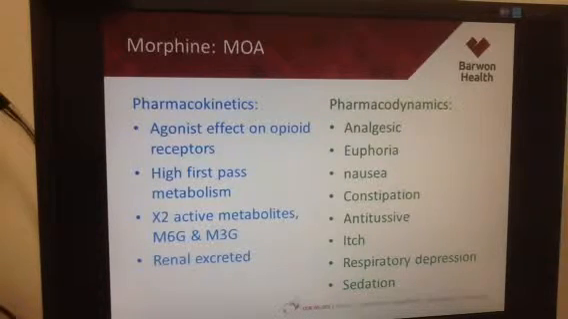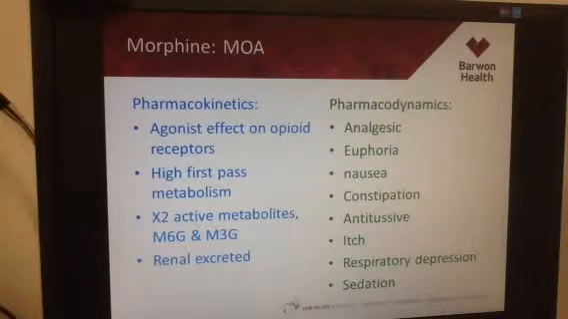In its oral form, it's important to note it has a high first pass metabolism. That means that the bioavailability is poor, with only approximately 30 to 40% of the original dose available. It's important to know this, especially when converting from an oral morphine to a subcutaneous morphine, because the doses need to be calculated accordingly.